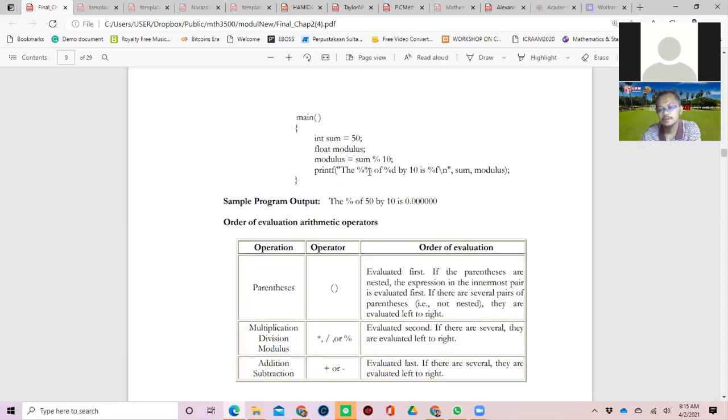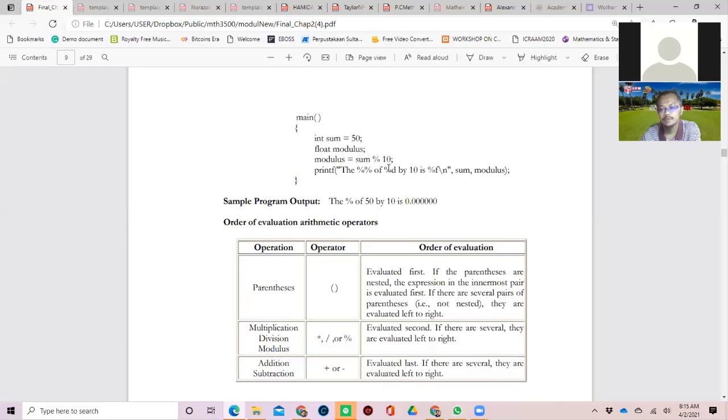So the percent of, now this one is different. Percent D is a format for the integer sum. By 10 is percent F. This one is value modulus. Modulus here we declare as a float. So float in printf statement, the format is percent F.